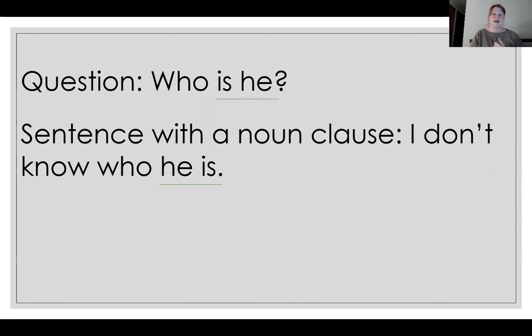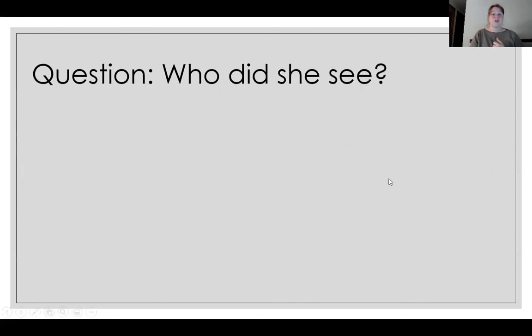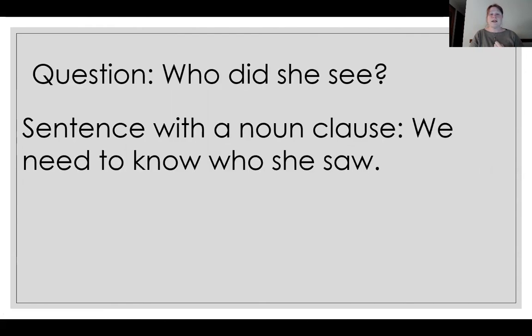You can see this in other kinds of questions. In this question, who did she see? And here is a sentence with a noun clause. We need to know who she saw. In the question, we use the verb did see. Did came before the subject, she, and see came after the subject. In the noun clause, we use statement word order. The subject, she, came first, and the verb, saw, came second. In a noun clause, the subject will always come before the verb, so it's important to know who or what the subject is.